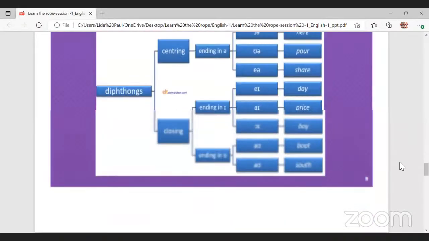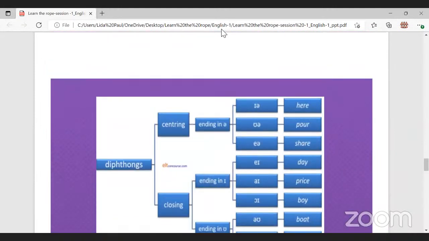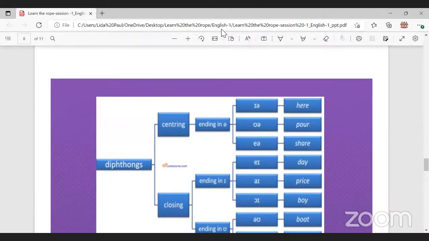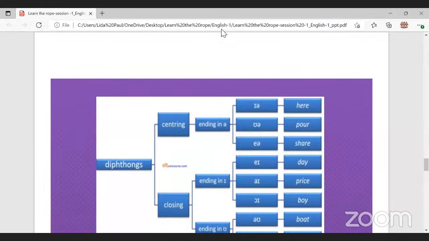Then you have the next one, which is the diphthongs. Diphthongs again are formed by the combination of 2 pure vowels, right? So just look at the examples. You don't have to look at those distinctions given there. Look at the first one. It's a combination of E and A, right? So you get the ear sound. So here, E, A, here.